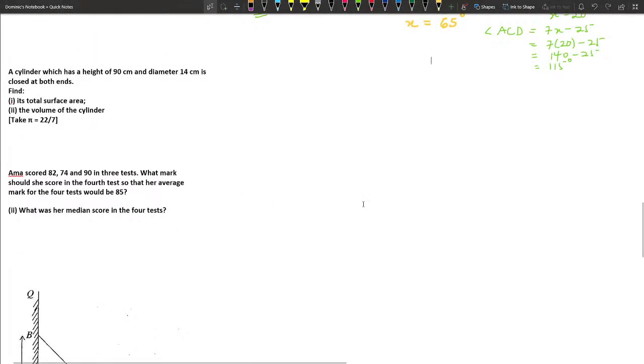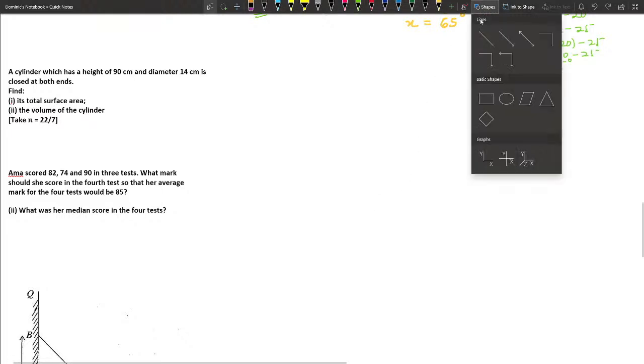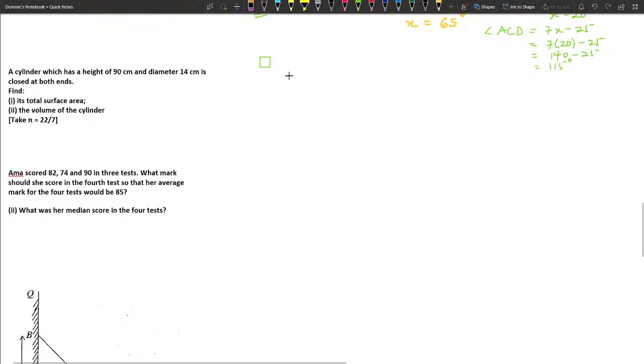Now the cylinder question, they are saying that a cylinder which has a height of 90 centimeters and a diameter of 14 centimeters is closed at both ends. There's a meaning to that. What is the total surface area of the cylinder? Find the volume of the cylinder. Now, if we should draw the net of a cylinder closed at both ends, let me see if I can get a shape to do that for me. So we have this, which is, I'm drawing the net, okay?